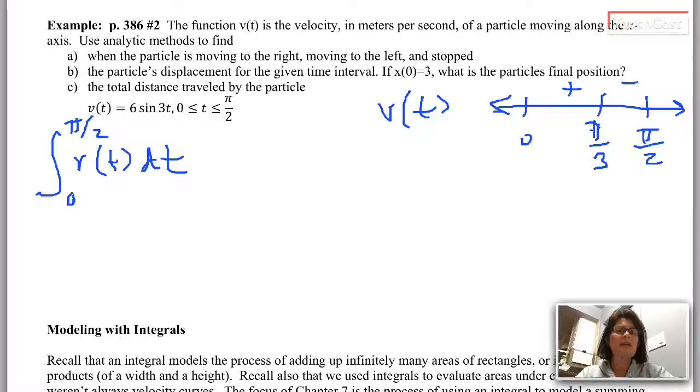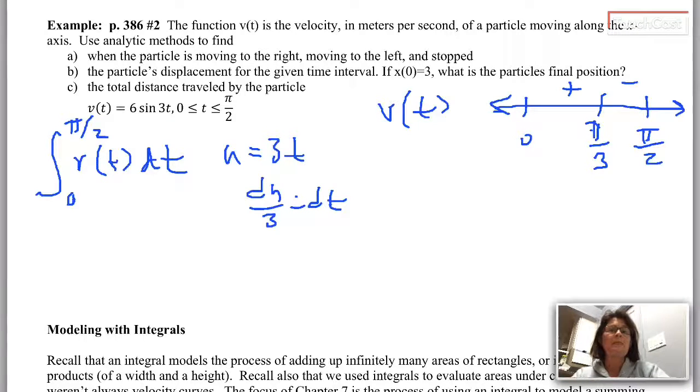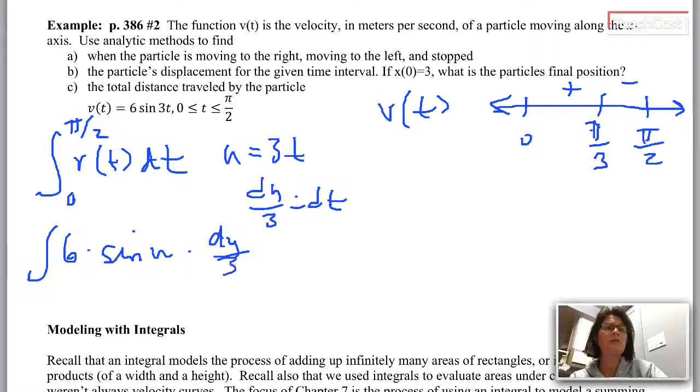So I'm going to make a u substitution. I'm going to let u equal 3t. I'm going to let du over 3 equal dt. I'm going to leave my limits off and put them back at the end. Your other option, of course, would be to change to u limits. So this is going to be the integral, I'm going to leave off the limits, of 6 times the sine of u times du over 3. The 6 and that 3 are going to cross cancel, and it's going to leave me 2 times the integral of sine u du.